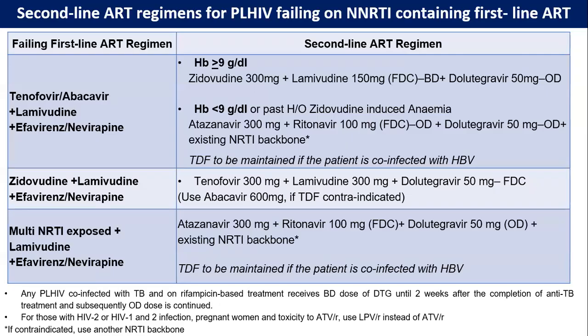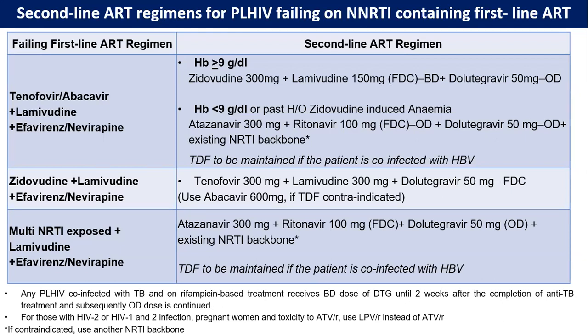Now, second line ART regimen for PLHIV failing on NRTI-containing first line ART. If the patient is on tenofovir or abacavir plus lamivudine with efavirenz or nevirapine, and if the hemoglobin is more than 9 gram per dL, then we are going for ZLD. So here, zidovudine 300 milligram, lamivudine 150 milligram BD, and dolutegravir 50 milligram OD. If the hemoglobin is less than 9 gram, then we are going for atazanavir, ritonavir, and dolutegravir. We will have to maintain the NRTI backbone. That is, if the patient is on TL, we will maintain TL. If the patient is on AL, we are going to maintain AL.